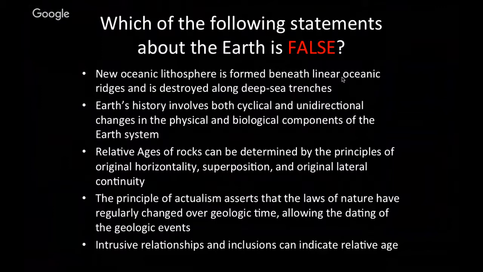So let's go through these answers. There's a lot of terminology here, and sometimes that can help wrap your mind around a confusing subject, or confuse your mind around a simplistic subject. So let's go through the first answer. New oceanic lithosphere is formed beneath linear oceanic ridges and is destroyed along deep sea trenches.